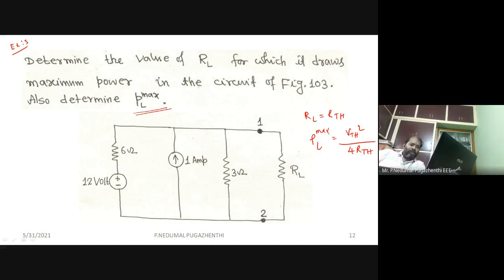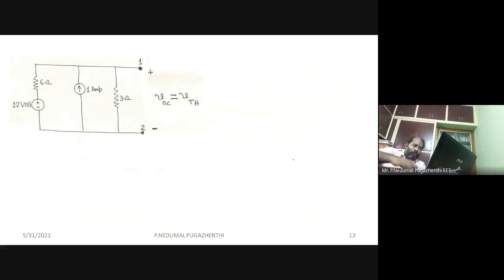So I will remove this RL first and have my network like this. I will try to find my VThevenin. What is my VThevenin? It is the voltage across these two terminals, which is the voltage across this 3 ohm resistor. So I will assume a voltage V here. I can use either method. Because it is a super mesh, I can go for super mesh analysis, nothing wrong in that, but anyway, I will go for nodal analysis, which is simple.